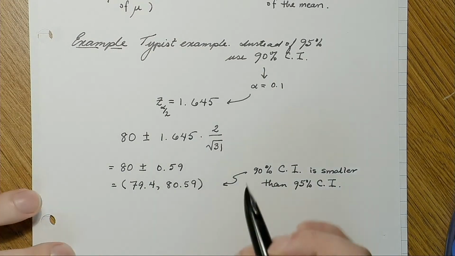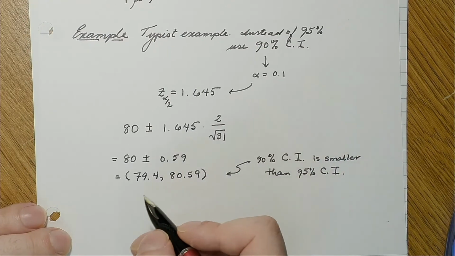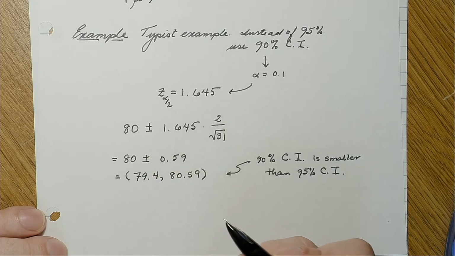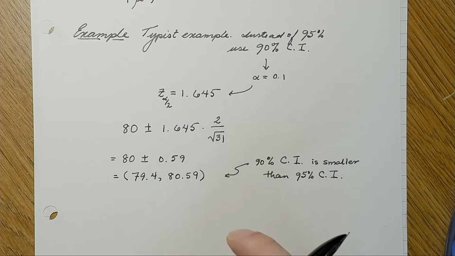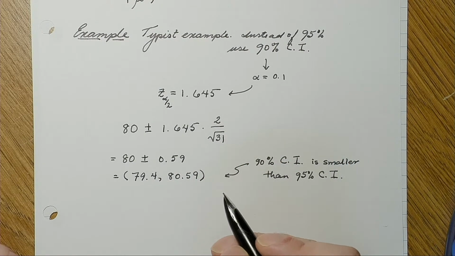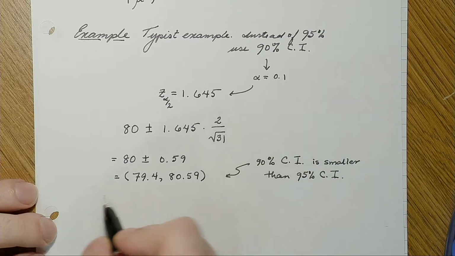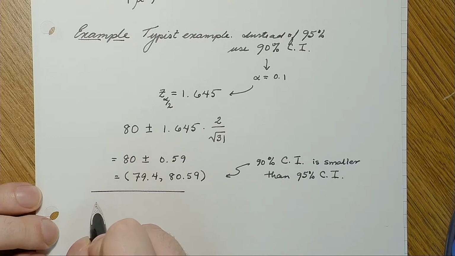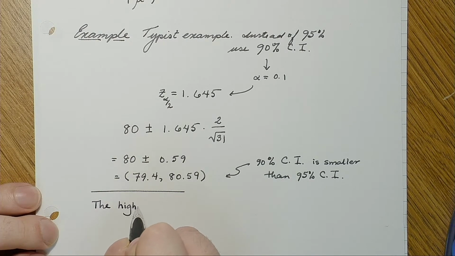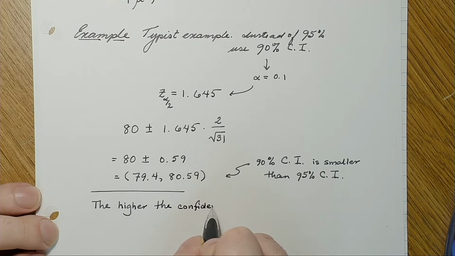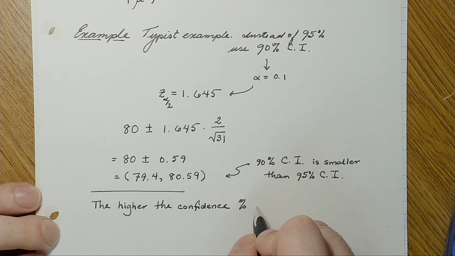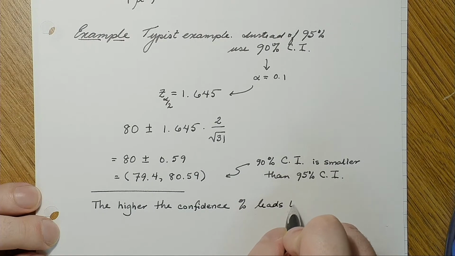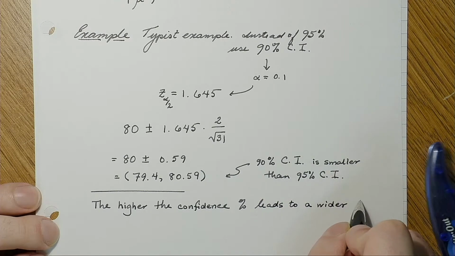So what I wanted to say was, why settle for a confidence interval that's 95% when you could have a level of 99%? It's simply because the price paid for a higher confidence level is a wider interval. Okay. So the higher the confidence percentage leads to a wider confidence interval.